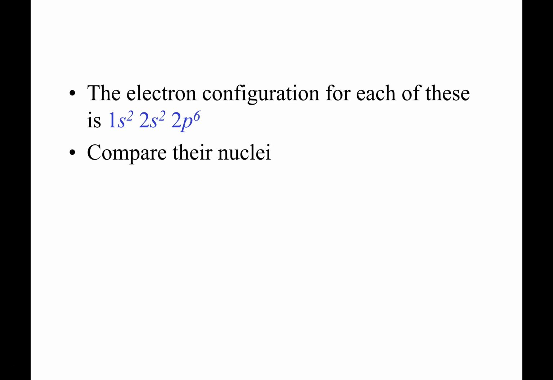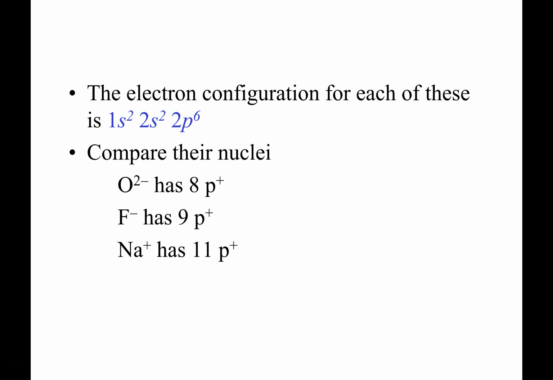Let's start the other way. So oxygen picks up 2 electrons, so now it has 10 electrons, but how many protons in its nucleus? 8. Yep. How about fluorine? How many protons in its nucleus? 9. Very good. And then let's go on to sodium. How many protons in its nucleus? 11. And then now magnesium. It's got 12 protons. So now we have a situation.